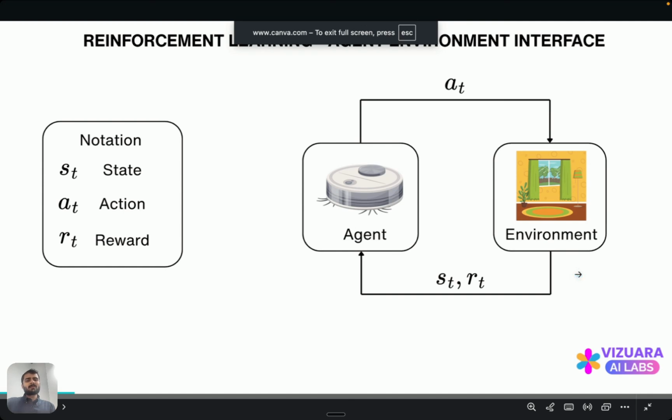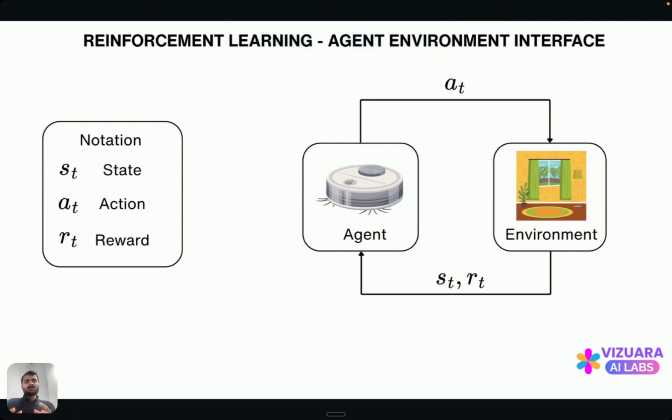In a typical reinforcement learning setting, you have an agent which is taking an action, and the agent is receiving a reward from the environment. Before the agent takes any action, the agent has specific information which is called the state of the agent. So, depending on the state of the agent, or the information which the agent has received, it takes an action and receives a reward. So this is the agent-environment interface.